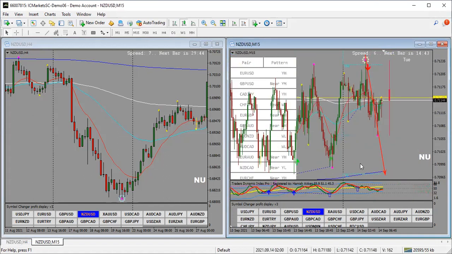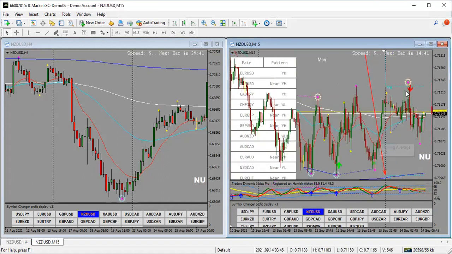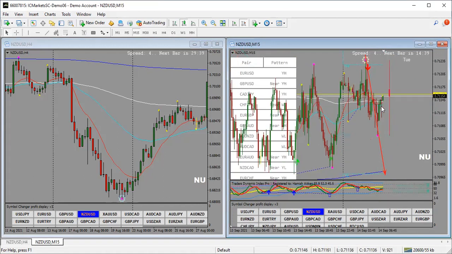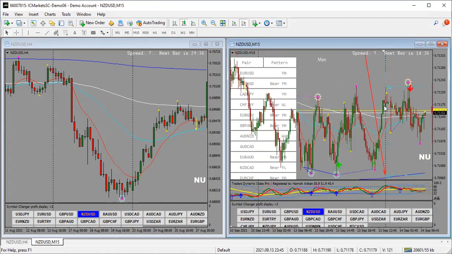Okay, look at this. Price is almost at yesterday's high, right? Yeah, but the market is still ranging anyway. This is not a good one, but if you want to take it, fine. But I'll suggest you wait for London session.